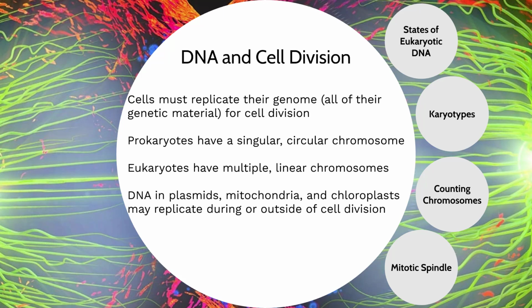For example, we have plasmids. We discussed plasmids before. They are smaller circular pieces of DNA common to prokaryotes. Mitochondria and chloroplasts also have their own DNA that needs to be copied. But DNA in plasmids, the mitochondria and chloroplasts sometimes get copied when the rest of the chromosomes are being copied during cell division. Other times, if we need to copy plasmids, mitochondria, or chloroplasts, then they can also be copied outside of cell division just as needed when copies need to be made.